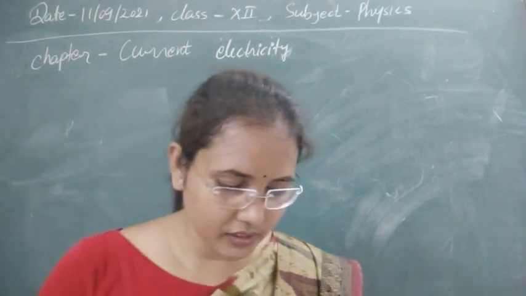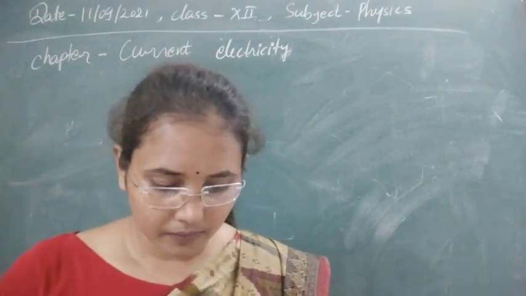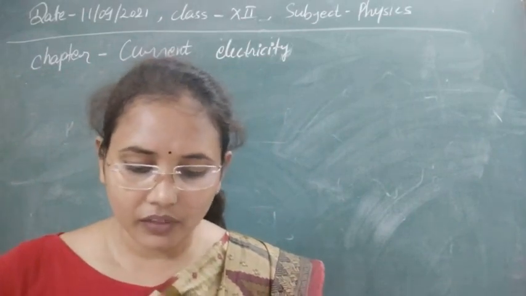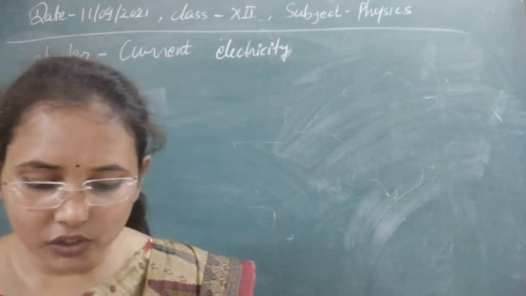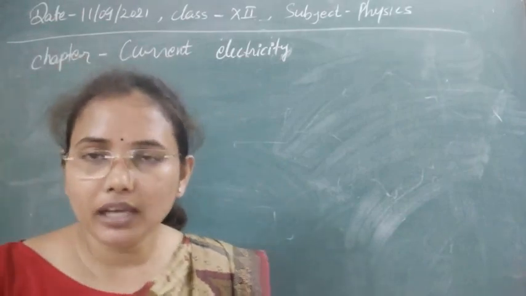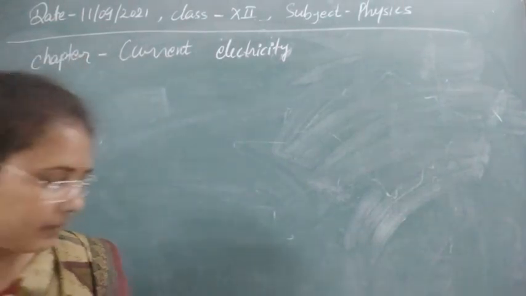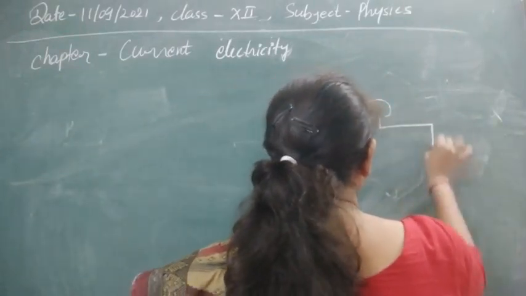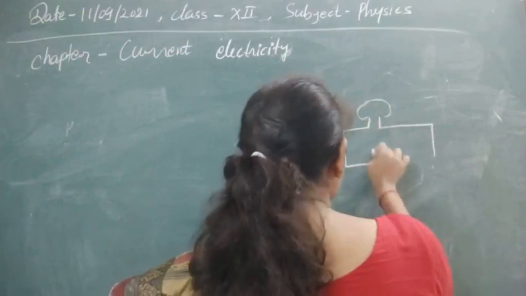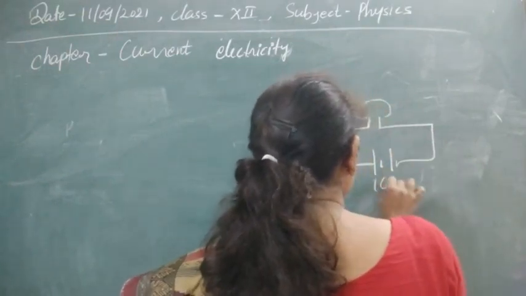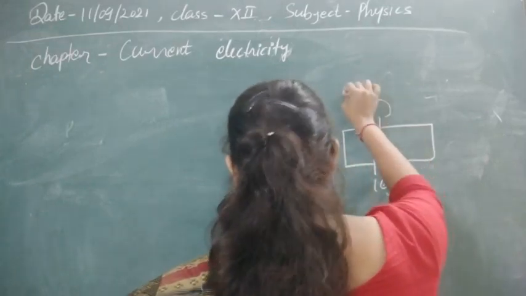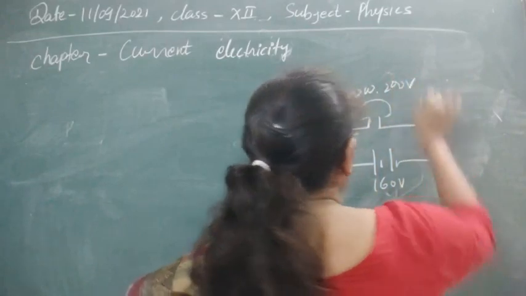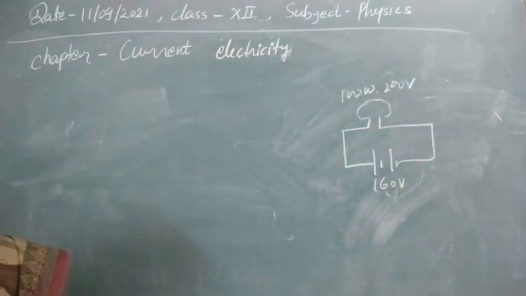Now again the next question is: a 100 watt 220 volt bulb is connected to a 160 volt supply. So the actual power consumption would be? Here it is given in our question, a 100 watt bulb. Suppose this is our bulb. This one is connected to a 160 volt supply. So this is the 160 volt supply, and this bulb has a rating of 100 watt and 200 volt.